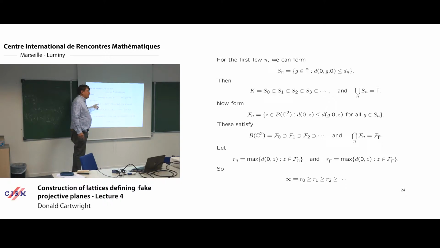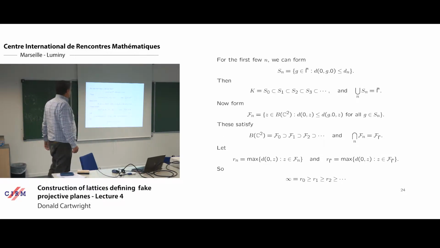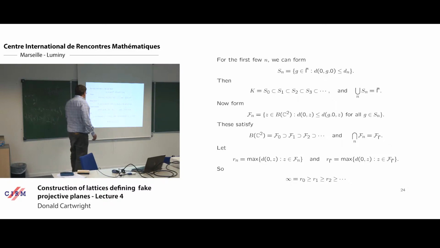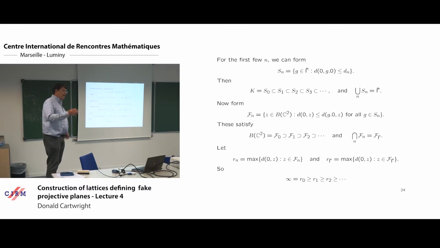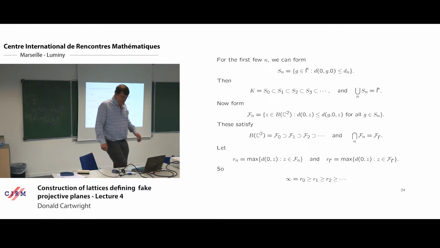So these fundamental domains get smaller, and if you take the intersection, you get the Dirichlet fundamental domain of the whole of the group. And you can write down these numbers Rn, which you hope are finite. And Tim will be showing you on Thursday or Friday, I hope, how you show these things are, in general, finite.